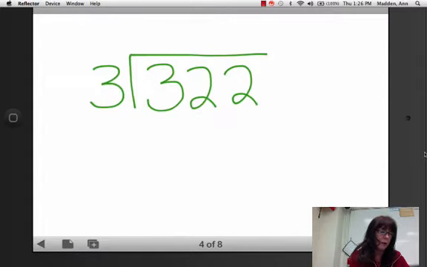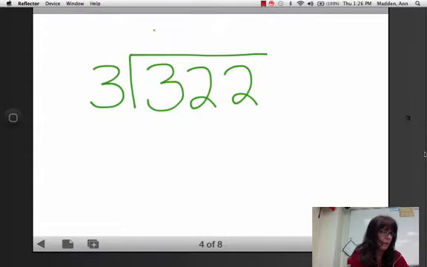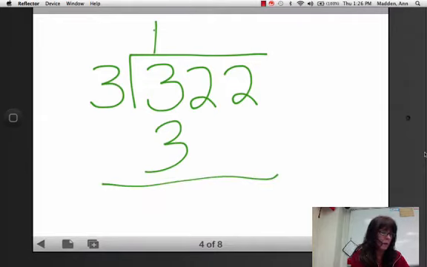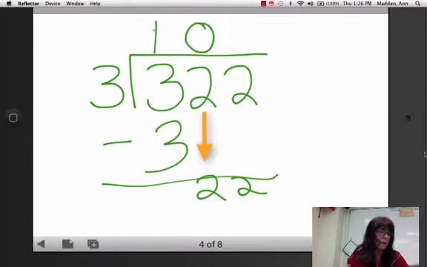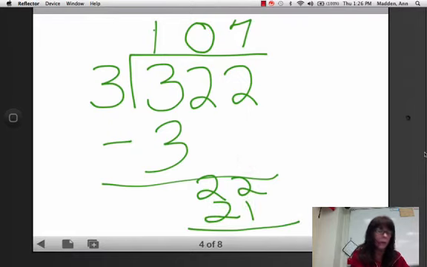Let's go to our next example. Again, ask yourself, does 3 go into 3? Yes, it does. Okay, goes in there once. Do your subtraction. Does 3 go into 2? No, it does not. Does 3 go into 22? Yes, it does. 3 times 7 is 21. We have a remainder of 1. You always bring that up.